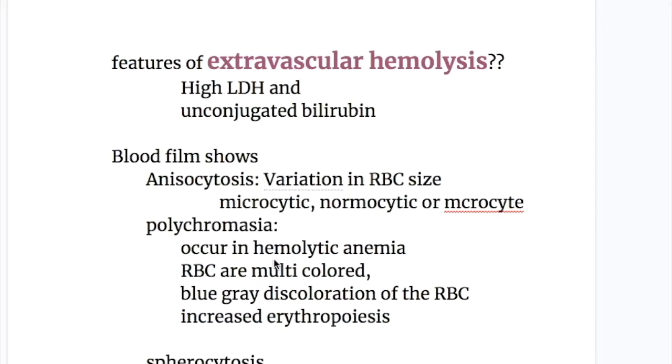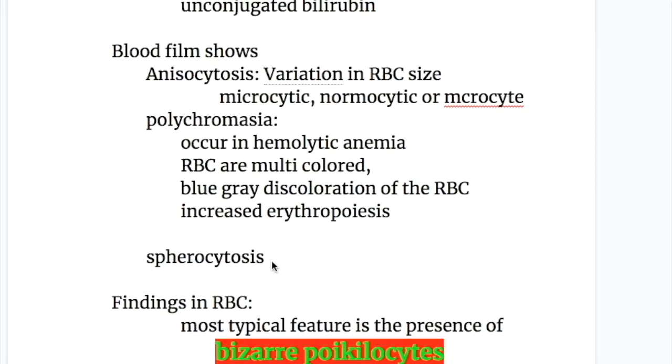What does the blood film show? The blood film shows anisocytosis, polychromasia, and spherocytosis. What's anisocytosis? Anisocytosis means variation in RBC size: microcytic, normocytic, or macrocytic. And what's polychromasia? Polychromasia occurs in hemolytic anemias. RBCs are multicolored in polychromasia. They have a blue-gray discoloration, and there is increased erythropoiesis in polychromasia. Spherocytes are round RBCs.